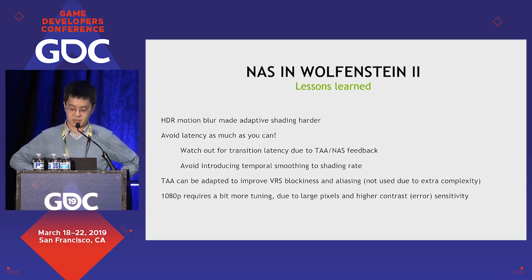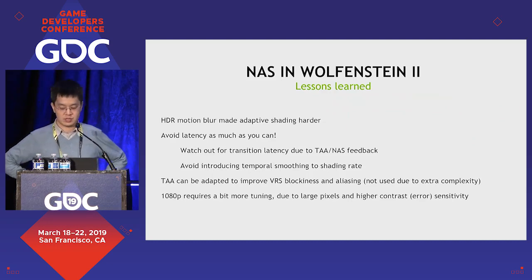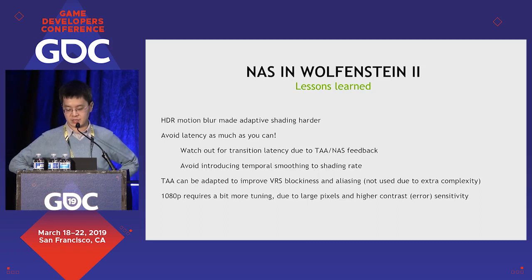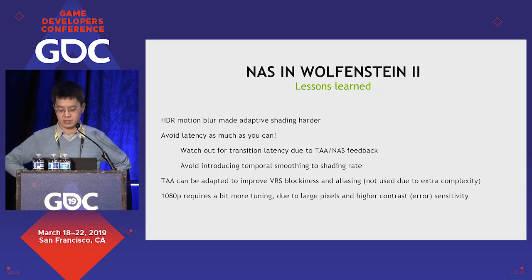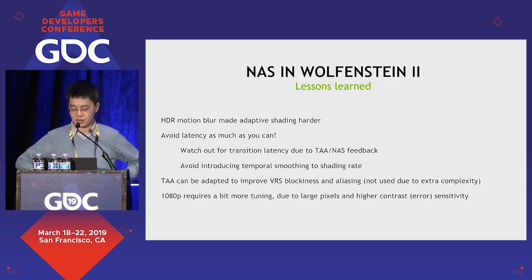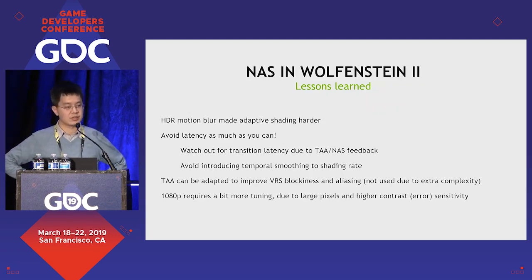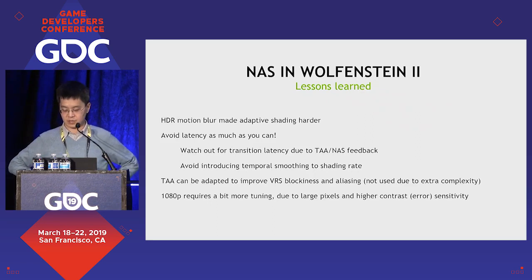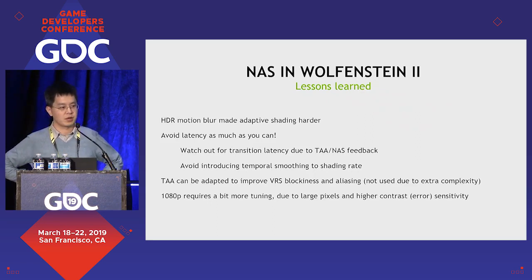Here's a summary of our lessons learned while implementing NAS in Wolfenstein 2. We all know that HDR motion blur is more physically correct, but it makes NAS harder to do since we lose the clean, unblurred, tone mapped version of the previous frame. And we need to avoid any latency in this technique. If you render a frame using stale shading rate data, then the artifact might be noticeable.